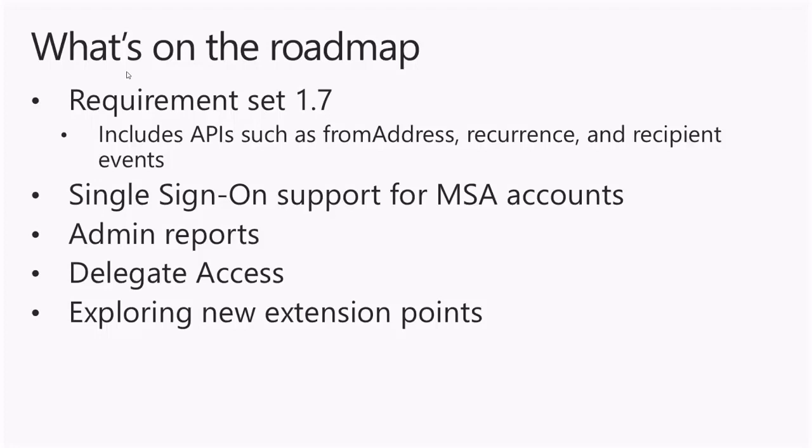For set 1.7, we're adding APIs such as recurrence. We're adding some events around recipients, appointment time change. We're also providing the ability to access the from address. We're going to be adding single sign-on support for MSA accounts. Admin reports, which will allow administrators to view the usage of the add-ins within their organization.